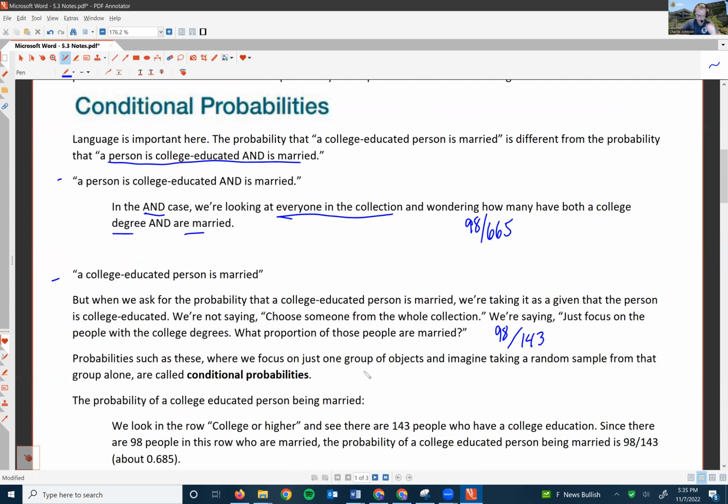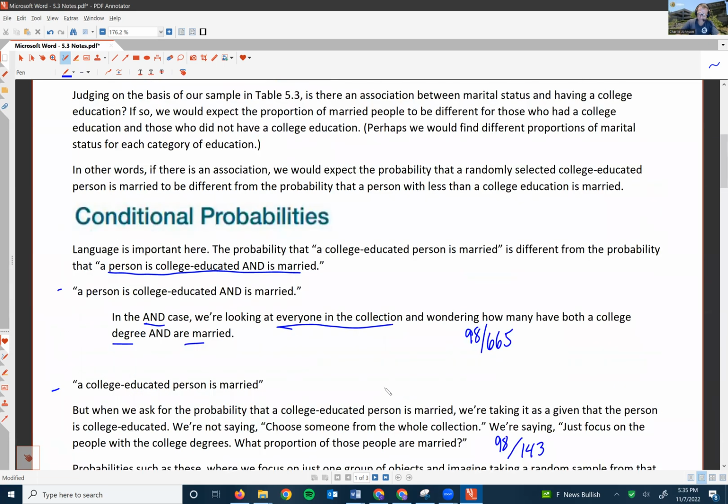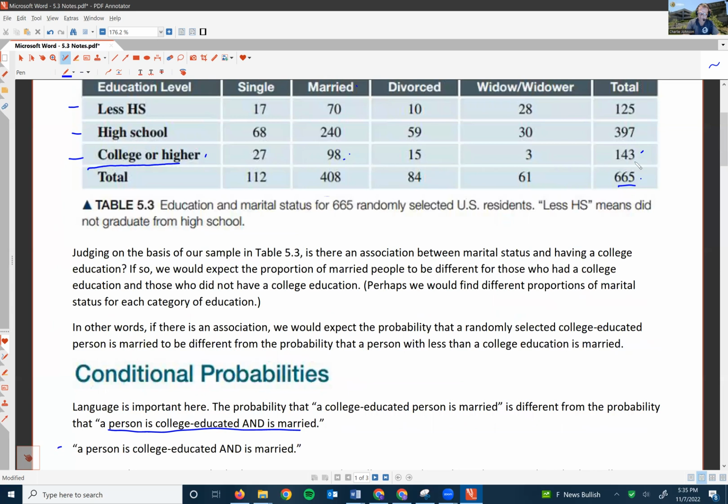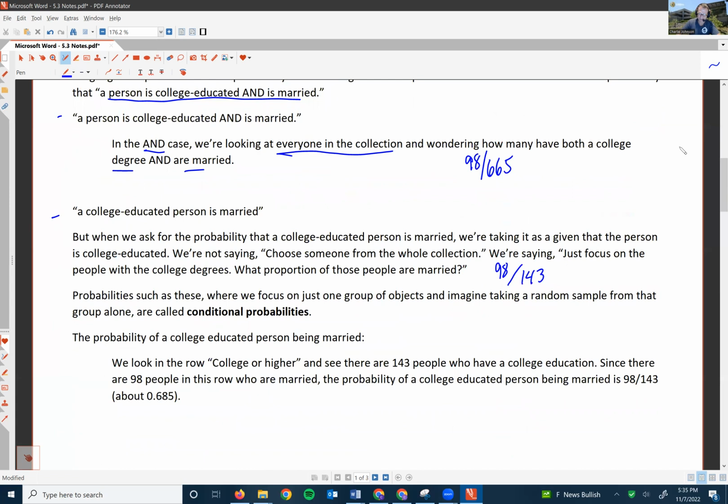Probabilities such as these, where we focus on just one group of objects and imagine taking a random sample from that group alone, like in the second case, is called a conditional probability. The probability of a college educated person being married, we look in the row college or higher, and see there's 143 people who have a college education. Since there are 98 people in this row who are married, like we said already, the probability of a college educated person being married is 98 out of 143, or about 68.5% of them.